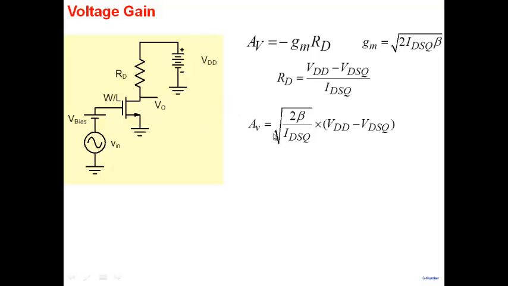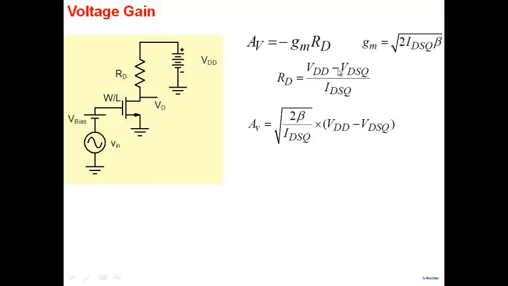Yes? IDSQ will go down, and VDD minus VDSQ will go down. Since IDSQ is fixed by 1 by 2 and VDD minus VDSQ is fixed as 1, the overall effect would be decreasing AV. Decreasing what? If I decrease IDSQ, even VDD minus VDSQ will go down. Note that RD is like this. If I reduce IDSQ, I'm going to increase RD.